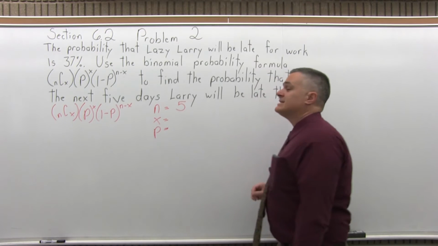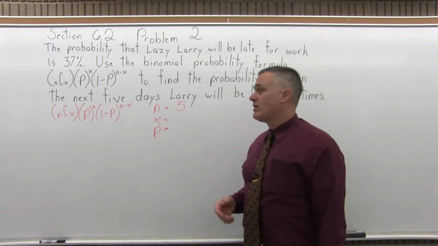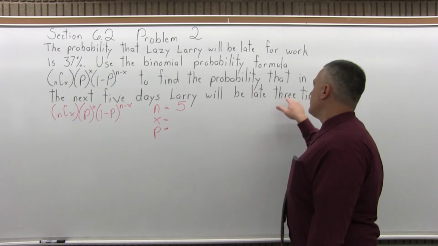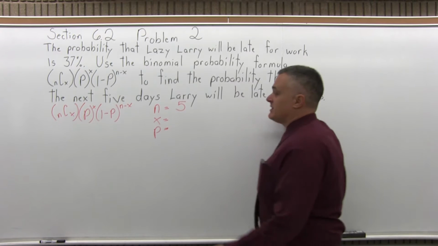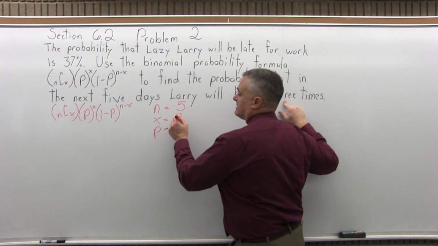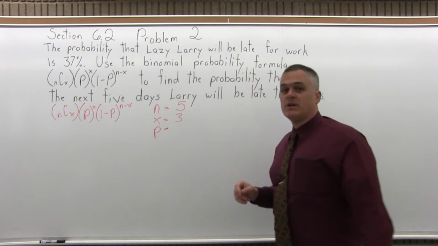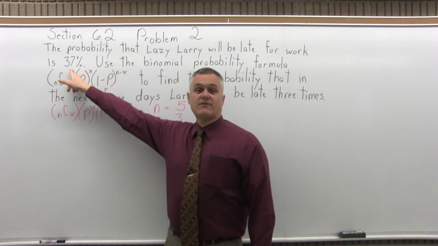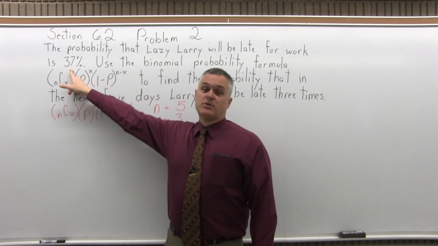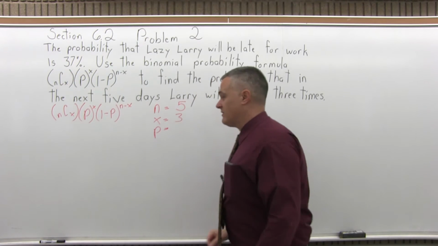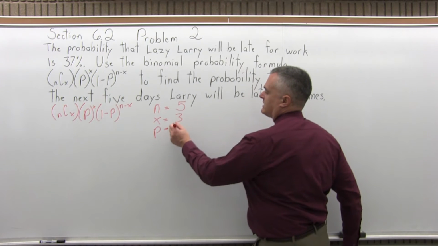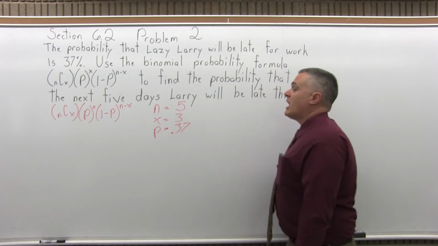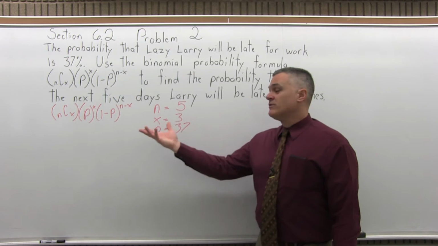X, number of successes. What we're trying to find is the probability of Larry being late. And because the question mentions 3 times, that's going to be our x, our number of successes. P is the probability of success given as a decimal. So the problem says 37%. So we have to put that in as 0.37. We can't leave it with a percent on it. 0.37 will be P. So now once I know this information, I can go over and fill in the formula.